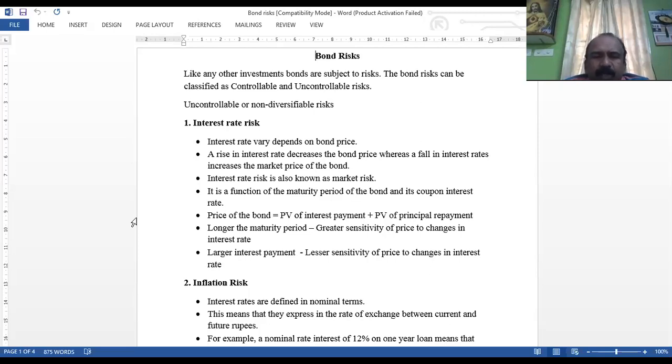The interest rate risk is also known as market risk. It is a function of the maturity period of the bond and its coupon rate. We have seen how to calculate the price of the bond: the present value of interest payments and the present value of principal payment. The larger the maturity period, the higher the sensitivity of price to changes in interest rate. The larger the interest payment, the lower the sensitivity, and likewise for a lower maturity period. So price and yield are inversely related, and it is broadly known as market risk, over which the company cannot have any control.